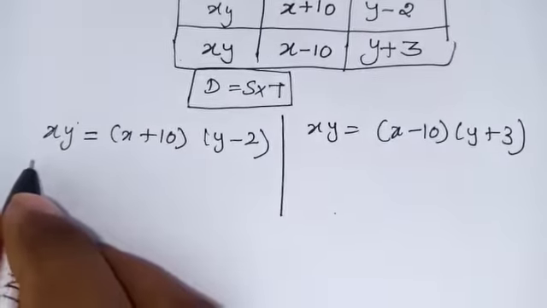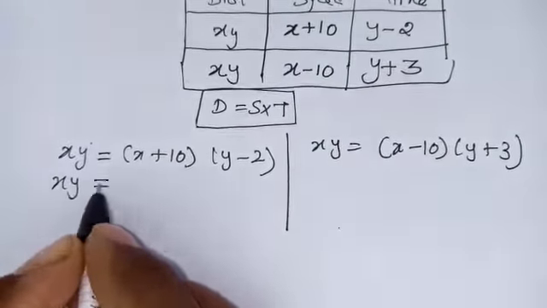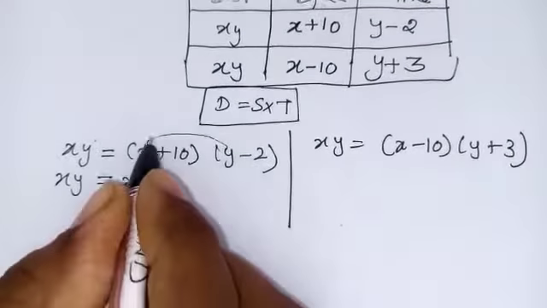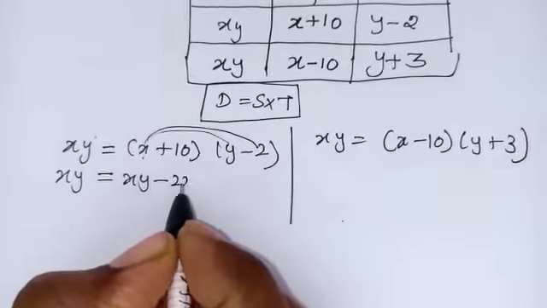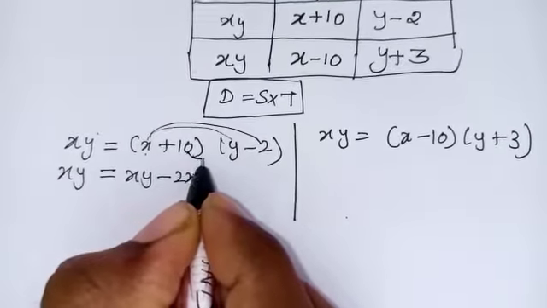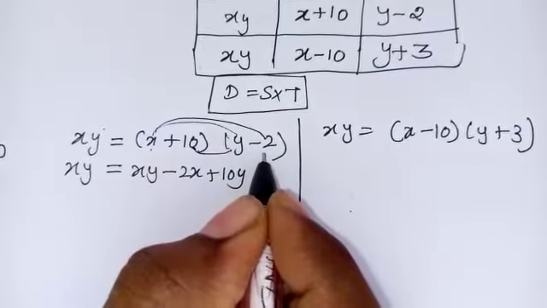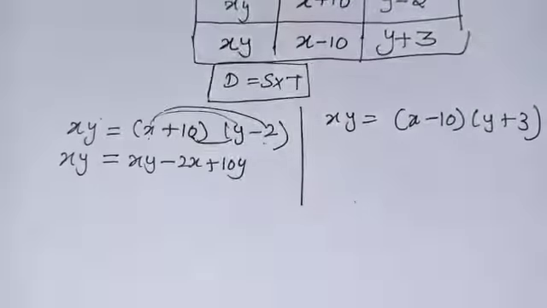So let us simplify now. xy is equal to, first I am multiplying with x: x into y will be xy, and x into 2 will be 2x. And with the 10 I have to multiply. So 10 into y will become 10y. And 10 into 2 will be 20. So minus is there, so minus 20.